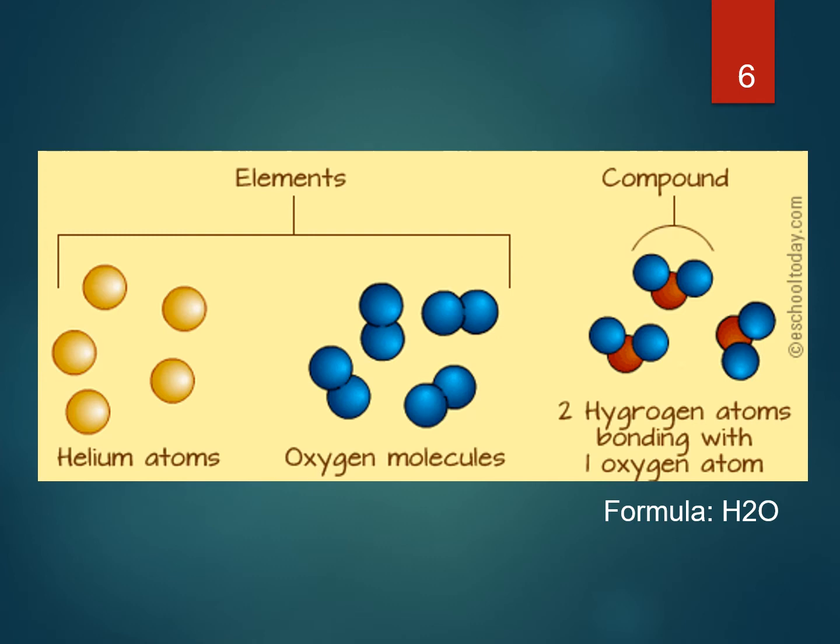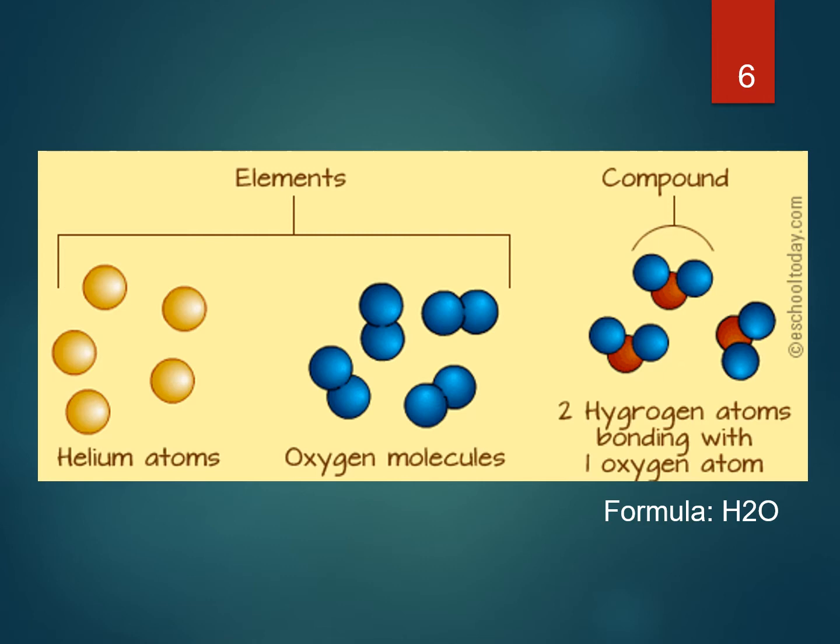Lastly, this is a water molecule. A water molecule is considered a compound because it is a grouping of atoms of different types. Two hydrogen atoms bonding with one oxygen atom, which gives us the formula H2O.